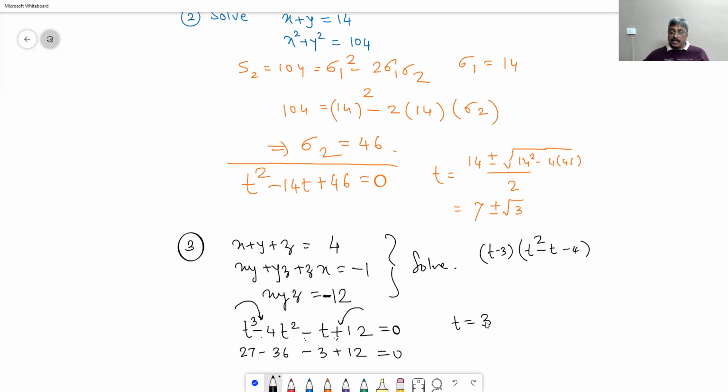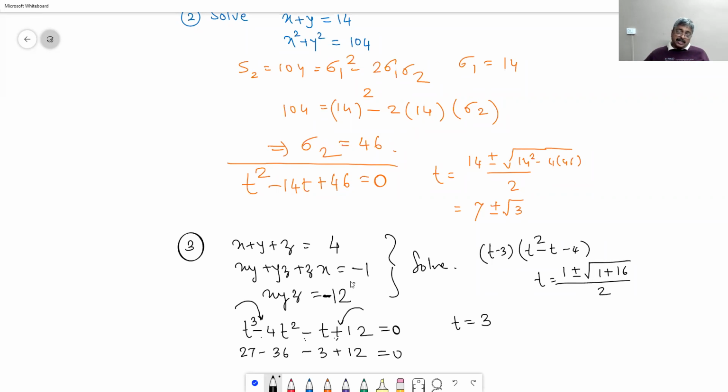So t is equal to 3 is one solution, and this is quadratic, therefore t is equal to (1 plus minus under root 1 plus 4, that is 16) upon 2. That is, these are the two other roots.